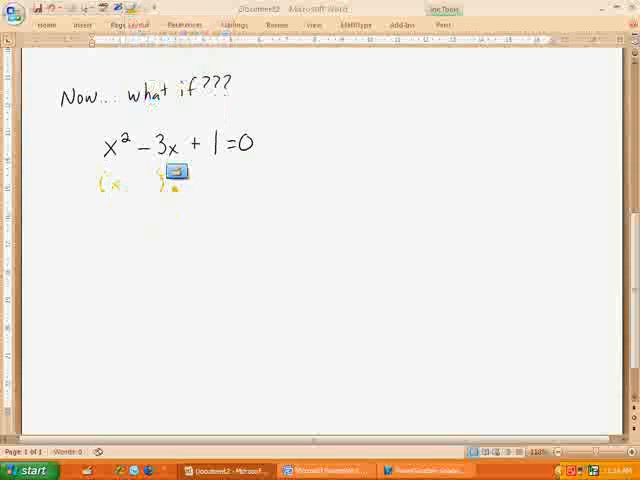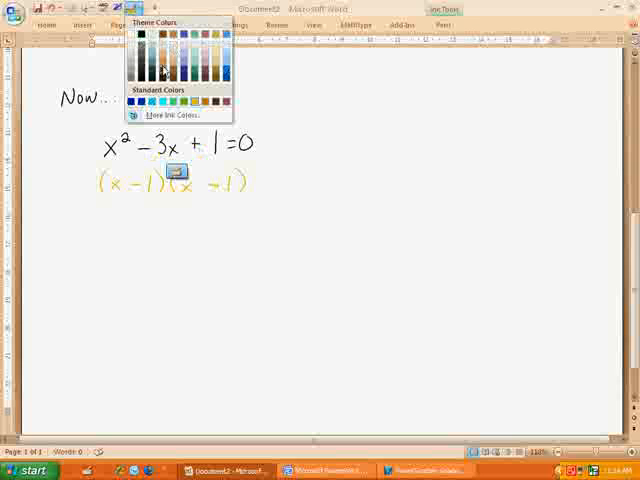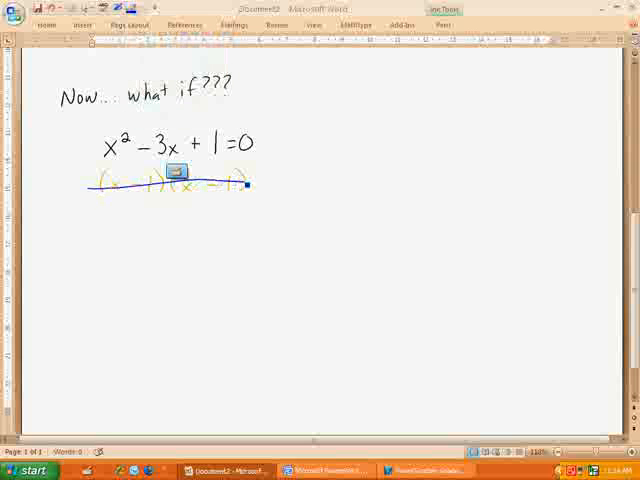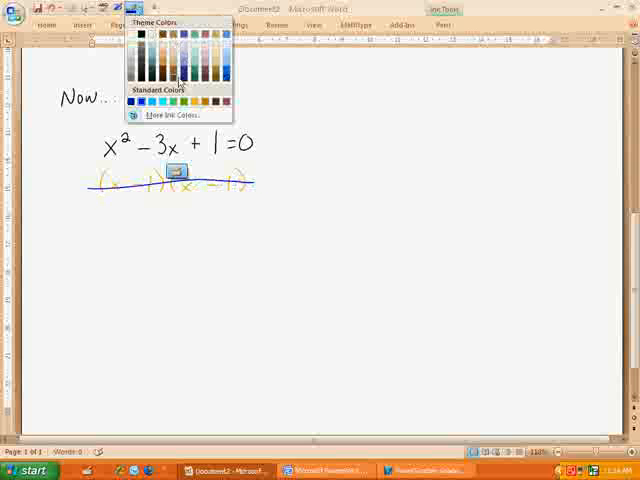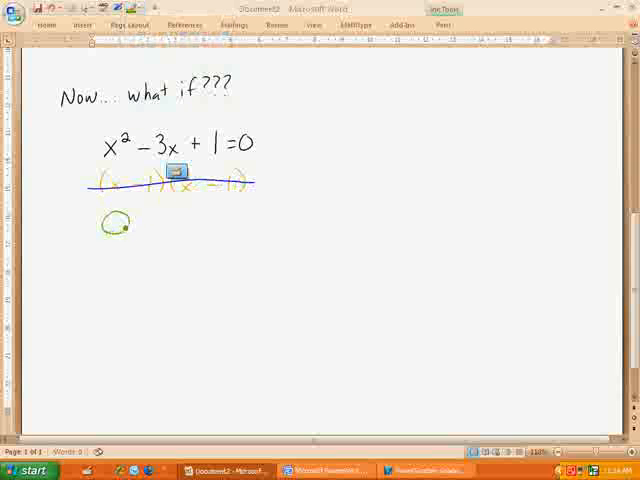We notice if I put the x's in front and two numbers that multiply to give me positive 1 and negative 3. Well, the only numbers that multiply to give me 1 is 1 and 1. If I put the negatives there as they should be, the negatives multiplying to give me a positive and adding to give me a negative, it still only gives me negative 2. So there's no way that I can factor this using nice numbers. So what do I do? I have to use the quadratic formula.